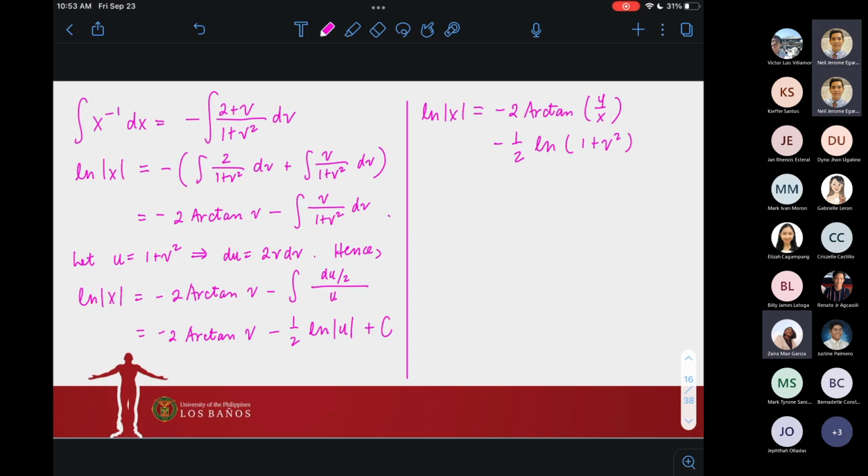Tapos ano pang meron dito? Well, pwede ko itong ibalik sa variable x, sa variable y and x. Instead na v squared, magiging y squared over x squared siya, plus the arbitrary constant c. So you can't stop here, right? Kasi wala na naman yung mga derivatives. And it doesn't look like I can write it in explicit form.